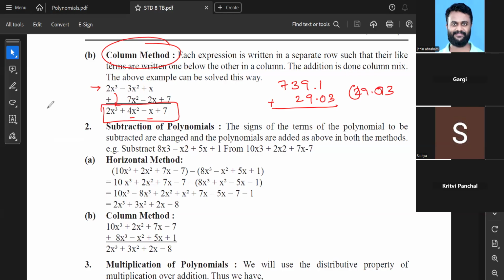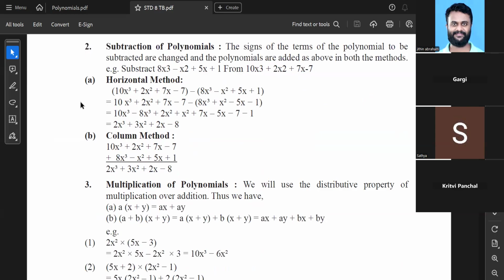Like how we did addition, the same way we are supposed to do subtraction as well. No difference at all. There are two methods. The first one is the horizontal method, in which we first write everything horizontally and then group the like terms. In this case, this is cube, this is also cube, so I wrote both cubes together. Then both squares, then both x's, then both constants. Then I combine everything and write it over here. The second method is the column method, where again one is below the other. Cube below cube, square below square, x below x, constant below constant. Then you simply solve. Any doubt so far?